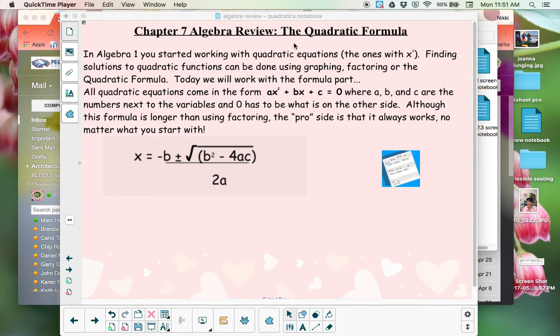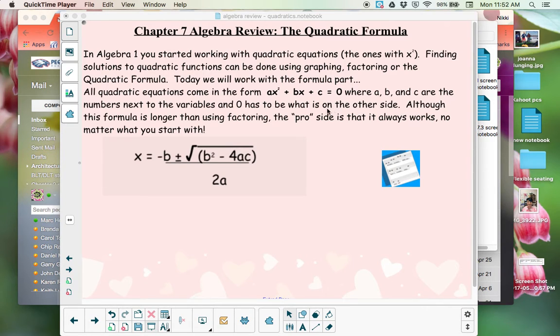In this lesson, we're going to review how to use the quadratic formula if you're given a quadratic equation. In Algebra 1, you learned the basics of a quadratic equation, so anything where the highest exponent is a squared, that makes it a quadratic equation. The basic form that you use for a quadratic equation is ax squared plus bx plus c. In other words, you put the squared number first, then the plain x number, then the number without a variable, and you always want it to be equal to 0.